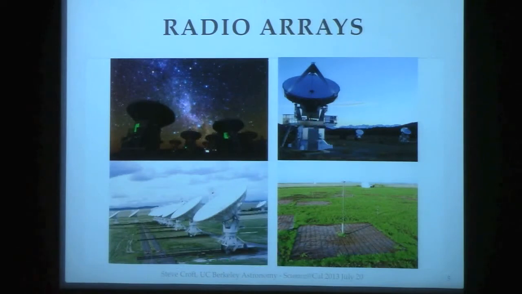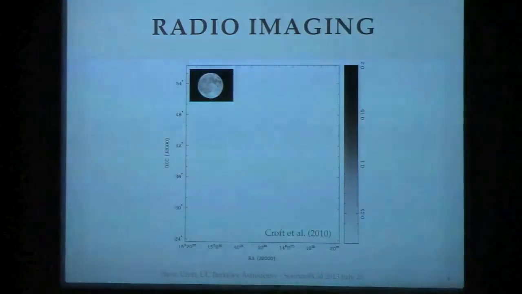In other words, we're using supercomputers at the back end to combine the signals from really pretty simple telescopes that actually look like some of the first radio telescopes that were built in the middle of the last century. So what do we see when we look at the sky in radio images?